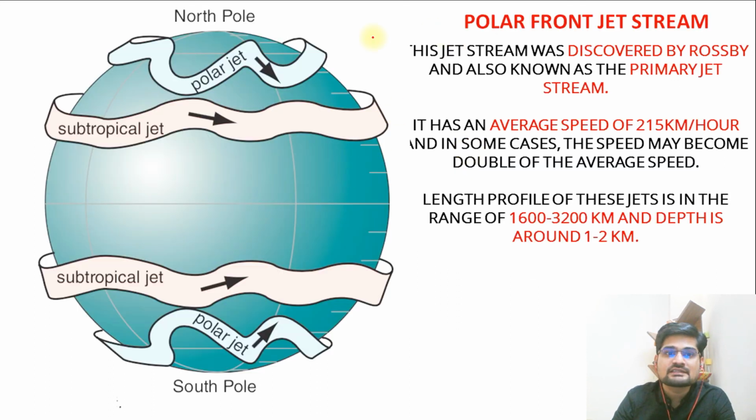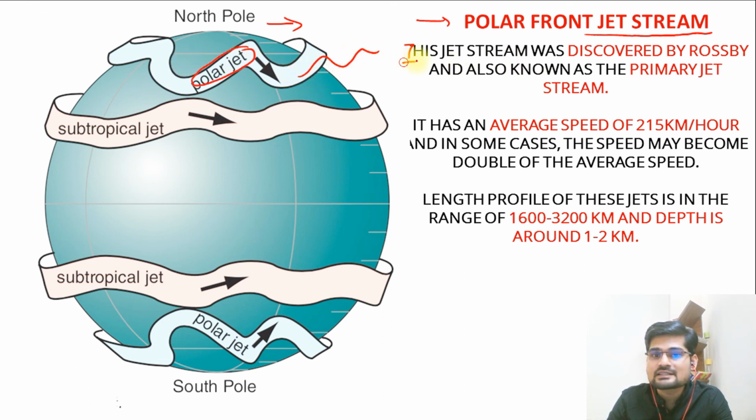So the first one that we see is right from the pole part. What is this? Polar front jet stream. Now this is the polar jet. Can you see how it is meandering like a stream? This particular jet stream was discovered by Rossby. Now remember the Rossby waves, this wave that is created on the subpolar low pressure belt because of the Coriolis force as well and the pressure gradient. So this is called the primary jet stream, right?